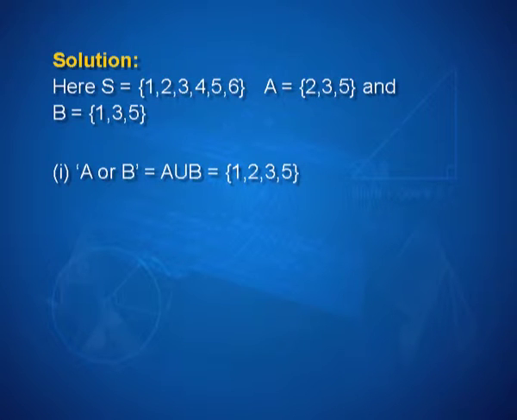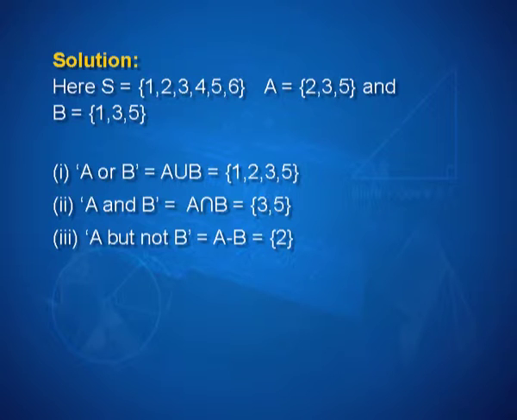Obviously, first, A or B is equal to A union B, that is equal to {1, 2, 3, 5}. Second, A and B is equal to A intersection B, that is equal to {3, 5}. Third, A but not B is equal to A minus B, that is equal to {2}. Fourth, not A means A complement, that is equal to {1, 4, 6}.